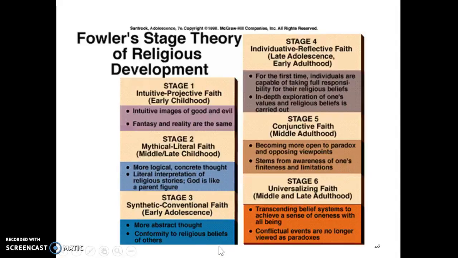The next stage, and this is leading into adolescence, is synthetic conventional. They're now starting to think abstractly, and unfortunately they're also starting to see inconsistencies. They may see their parents saying one thing and doing another. So they start to also understand that their religious beliefs aren't the only ones, that there are others out there. And so it's really an age of sorting and questioning, and can be a very uncomfortable stage.